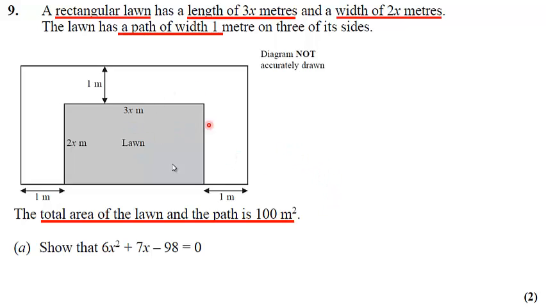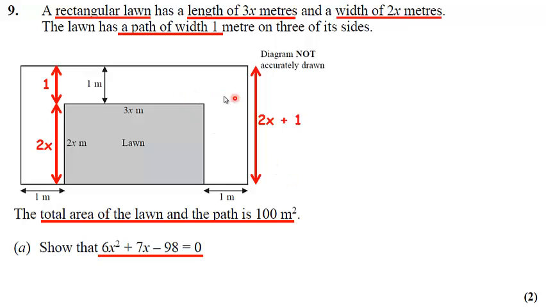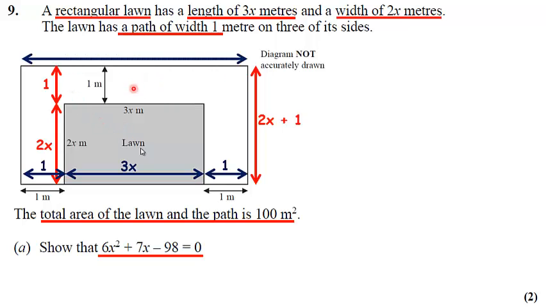Okay, so the first thing you need to do is to consider the dimensions of the big rectangle. So if I think about the big rectangle, that distance there is 2x, and I know this distance over here is 1 meter, so the width of the big rectangle is 2x plus 1. I'm going to go through the same process to work out the length. So that distance there is 1 meter. The length of the shaded bit or the lawn is 3x. They told us that. And this distance here is 1 meter. So the total length of the large box, the path and the lawn, is going to be 3x plus 2.